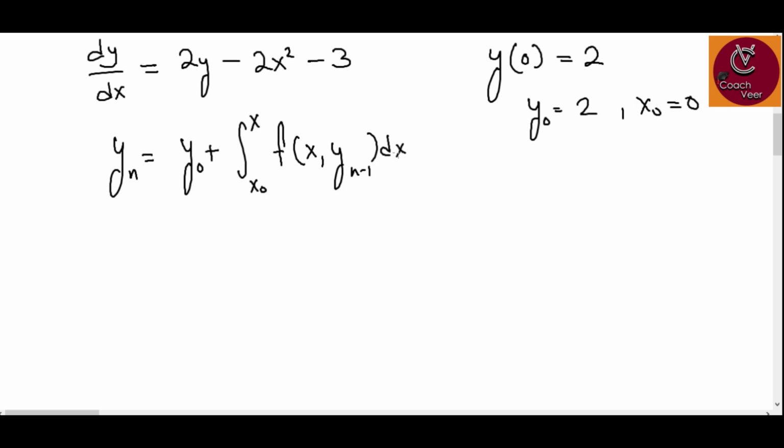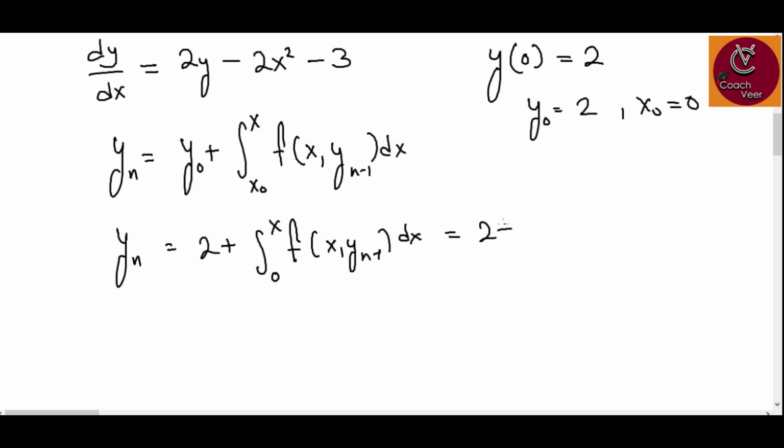Now y naught we know, so we can write y n as 2 plus the integral with lower limit x naught, also known to be 0, and upper limit x. The function of x comma y n minus 1 can be written as 2 y n minus 1, with n minus 1 in the subscript, minus 2x squared minus 3, everything inside the bracket and integrated with respect to x. Let's talk about the first approximation.